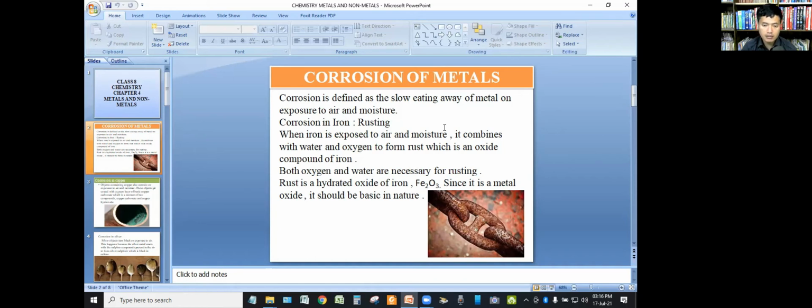And this rust is nothing but an oxide compound of iron. Both oxygen and water are necessary for rusting. So for an iron to rust, oxygen and water is necessary.